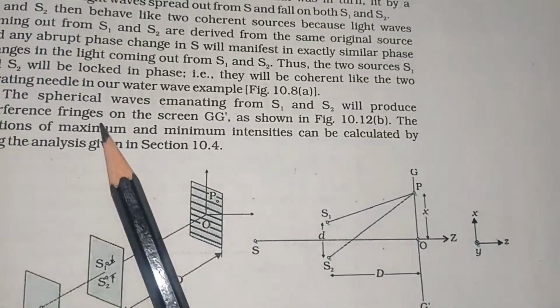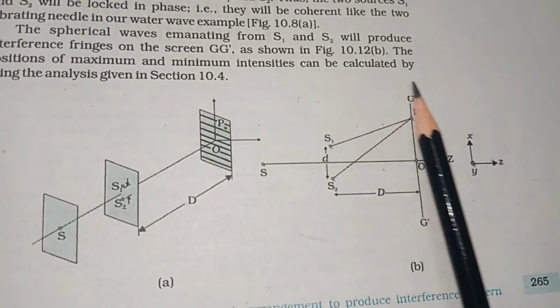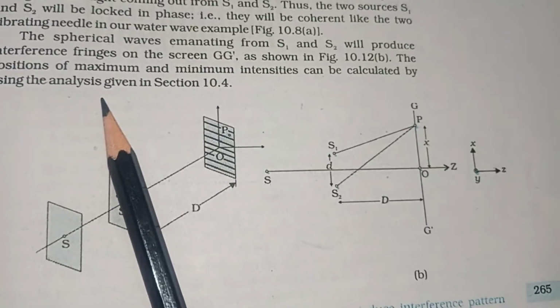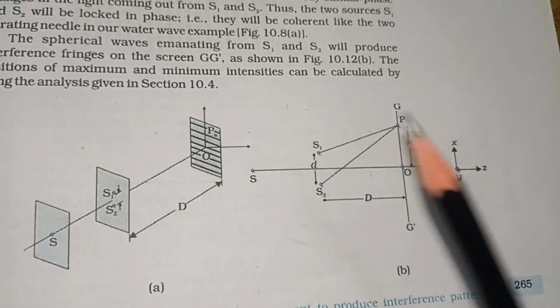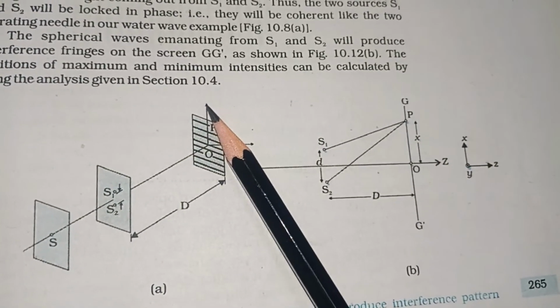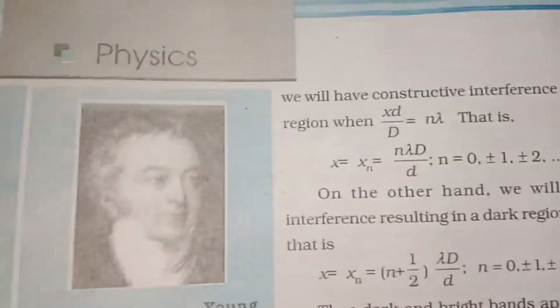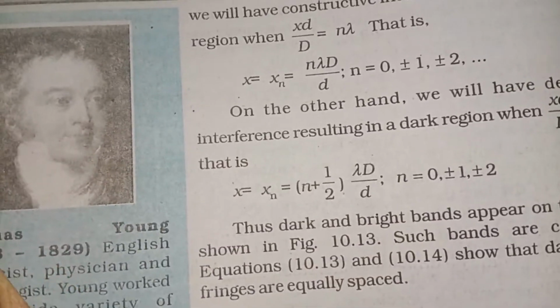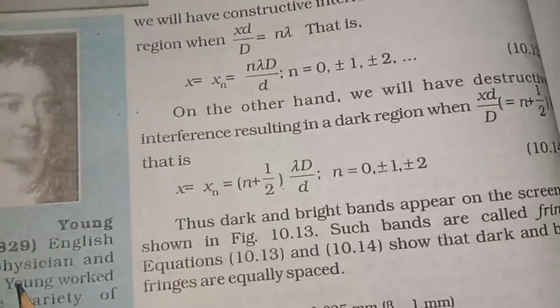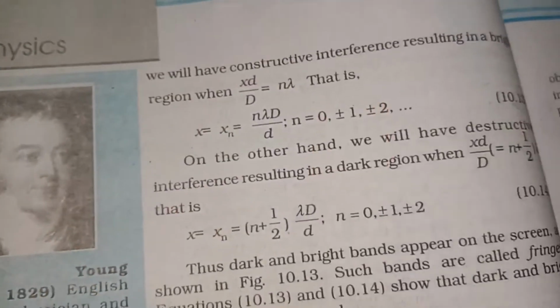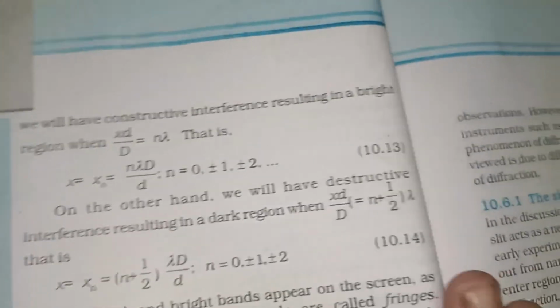The positions of the maximum and minimum intensities can be calculated by using the analysis given in section 10.4. So you can see how Thomas Young looked in his young age. We will continue.